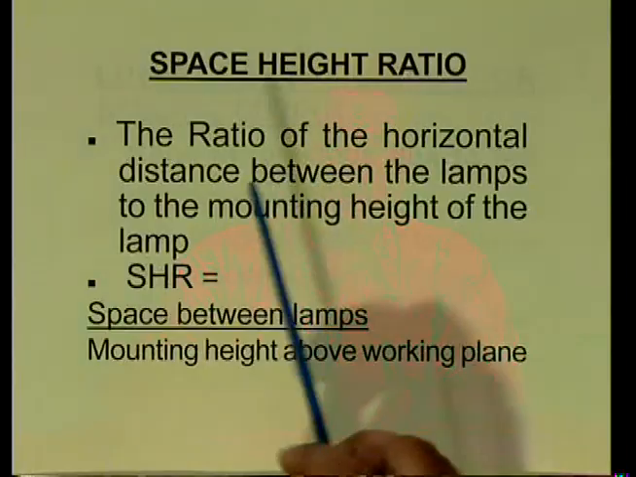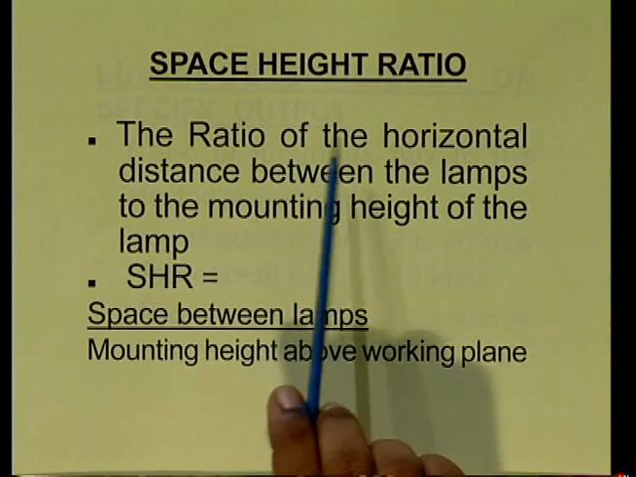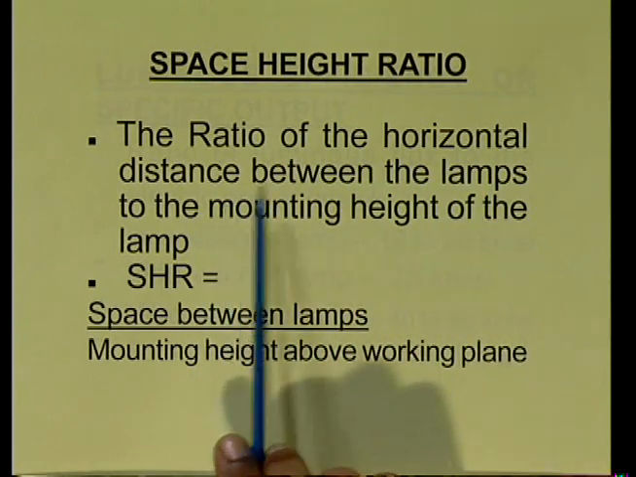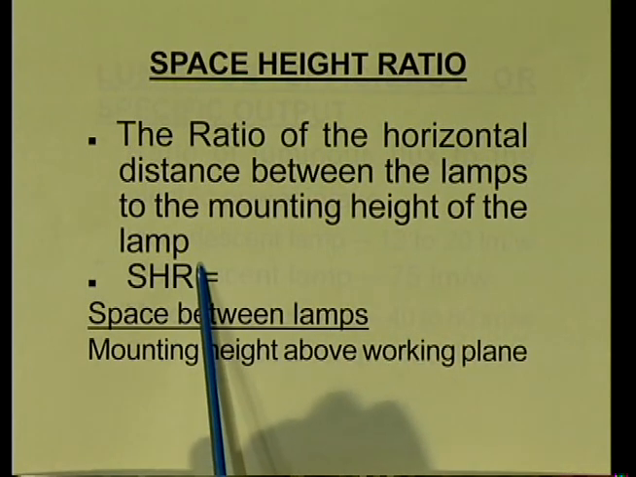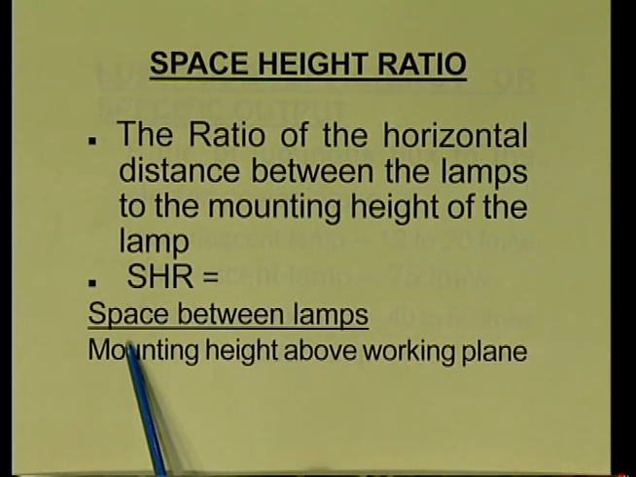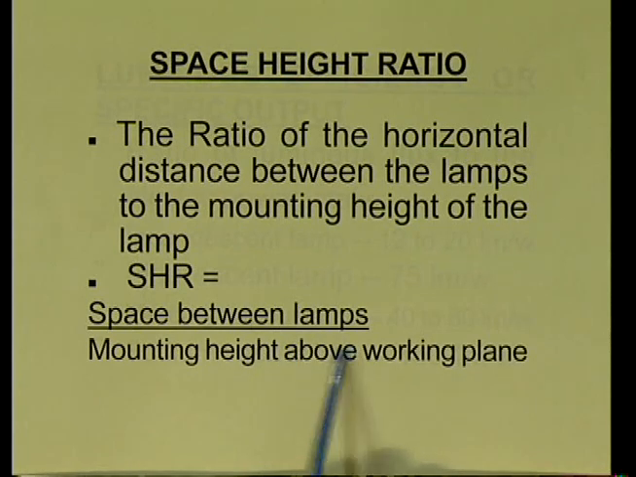So if the height is too high from the object, you will definitely not get much illumination falling on the object. Therefore, space height ratio must be considered for good lighting. It is defined as the ratio of the horizontal distance between the lamps to the mounting height of the lamp. Space height ratio equals space between lamps divided by mounting height above the working plane.